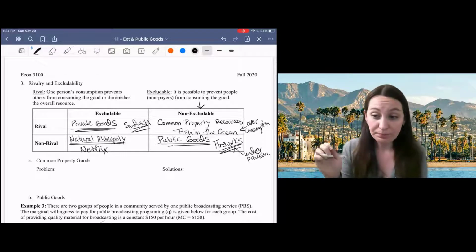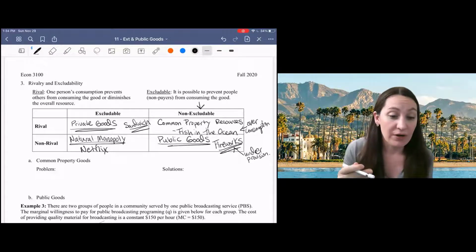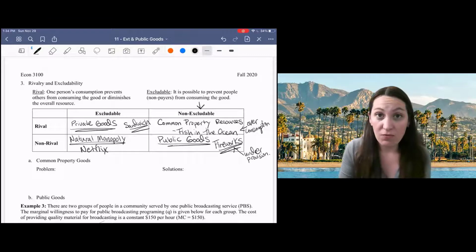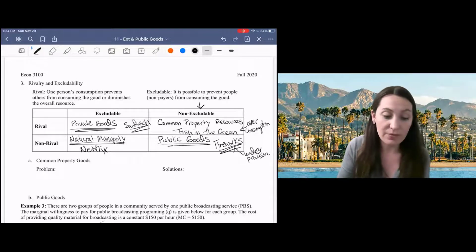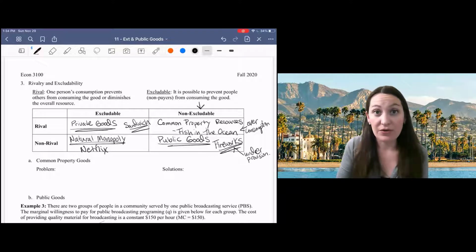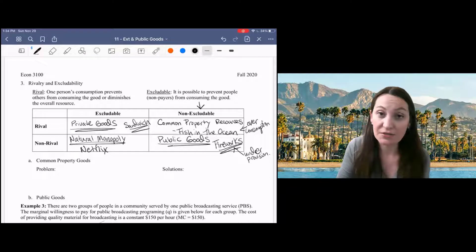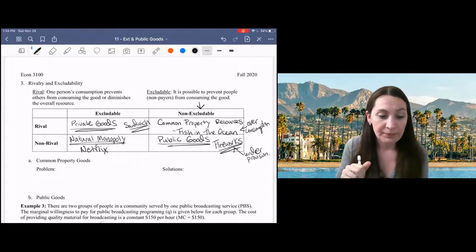Okay. So we're going to explore a little bit more about why we have market failure for these non-excludable goods, but it is important for you also to understand the definitions here and examples of goods in each of these categories.